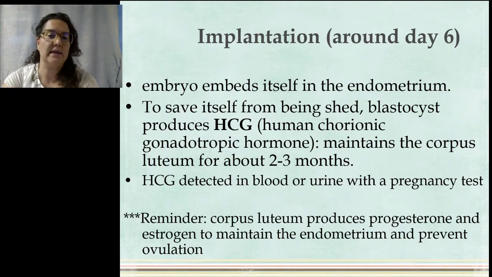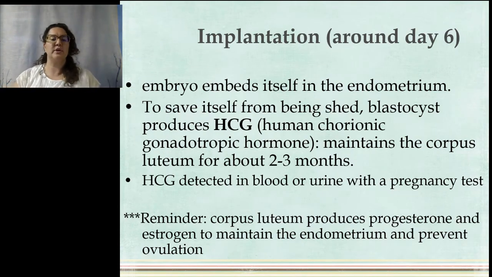Around day 6 to 9 typically is when implantation can occur, and the embryo is going to embed itself into the endometrium. And to save itself from being shed during the menstrual cycle, the blastocyst produces human chorionic gonadotropin. This is what we detect in a pregnancy test, either in blood or in urine. The hCG produced by the embryo maintains the corpus luteum for about 2 to 3 months, so that it produces progesterone, so that the uterus does not contract and the lining is not shed. And this also will prevent any further ovulation.